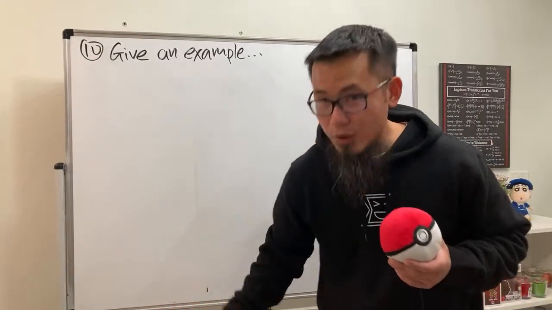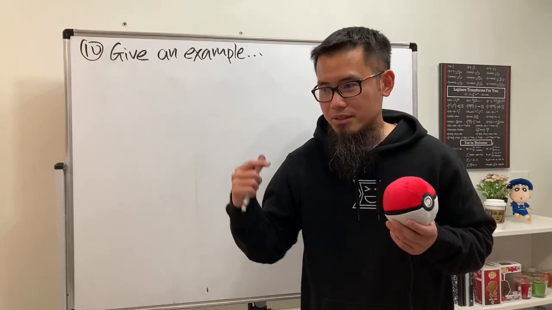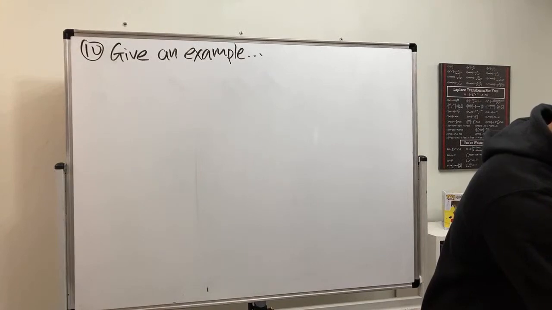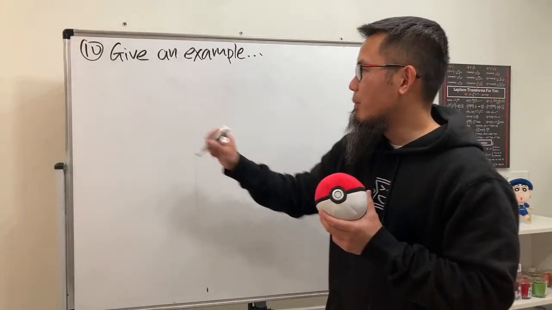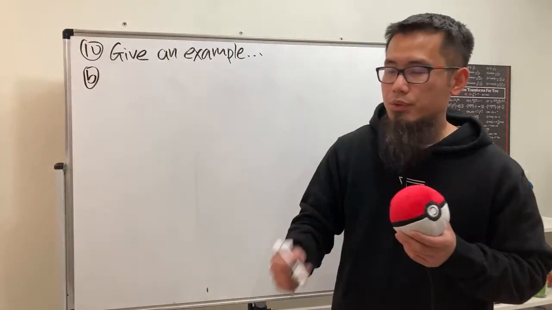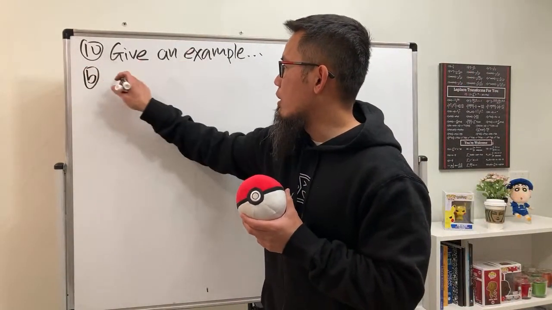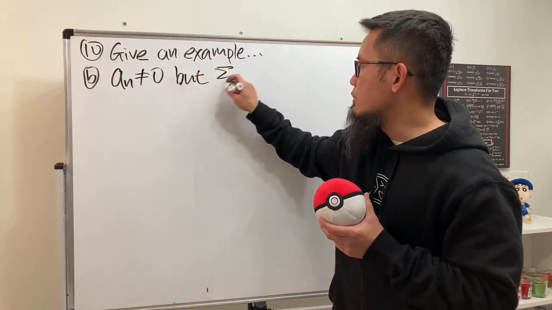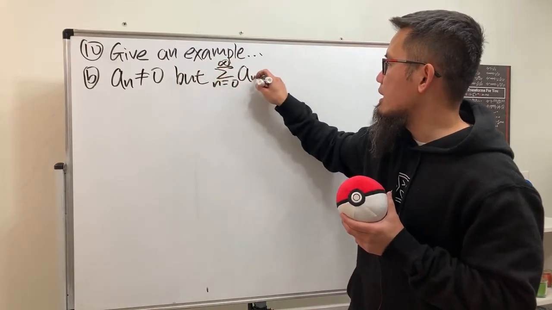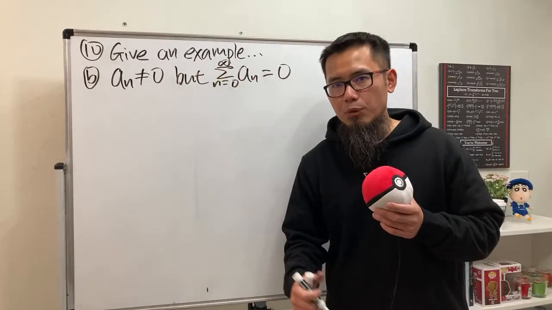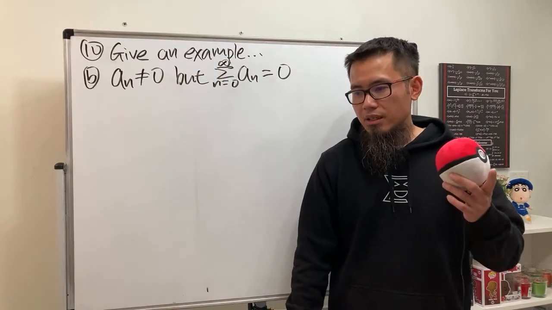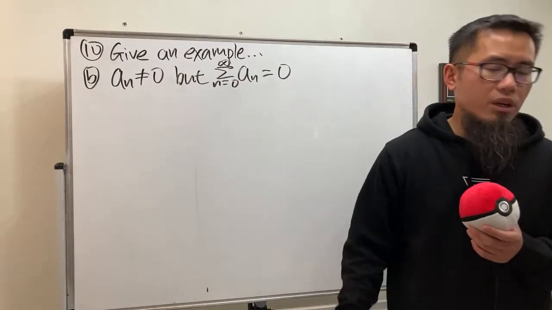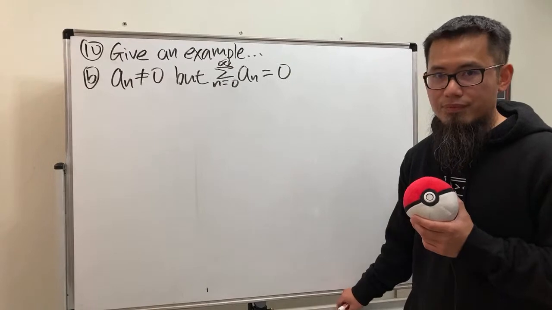One of the things I like besides solving questions is, of course, coming up with questions. All right, this is the classic one, right? Part B. Give an example of an, and an is not equal to 0, but the series as n goes from 0 to infinity of an does equal 0. In fact, I went over this in my class yesterday, and I just want to see if my students remember it or not. So if you have not seen these questions before, think about it.